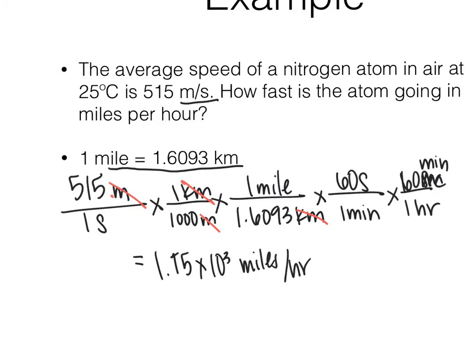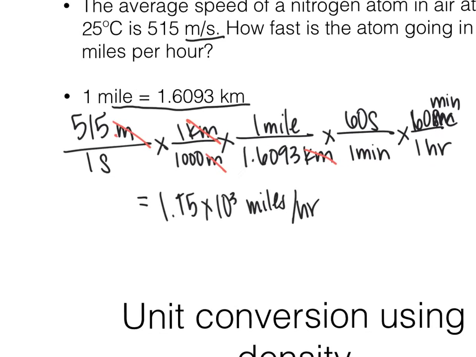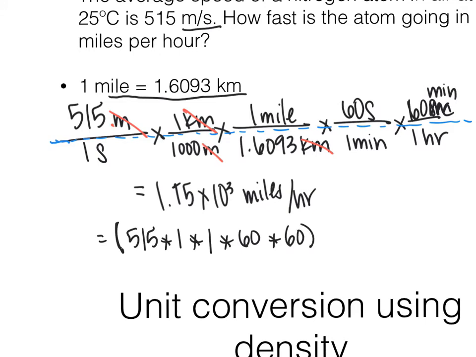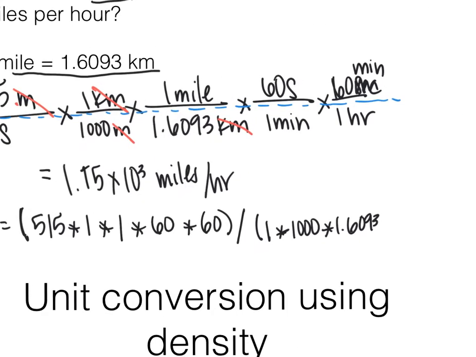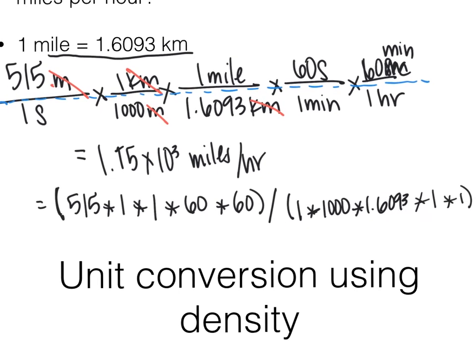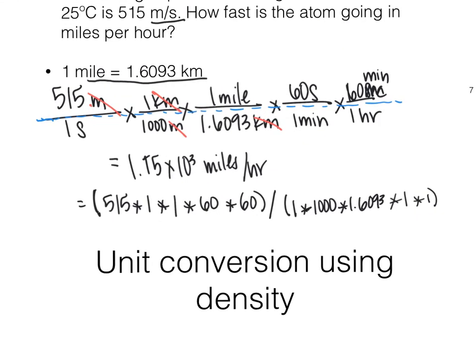Now, you may be like, so how do I enter this in my calculator? My suggestion would be to only do, if you can kind of see the blue line, what's above the blue line and then what's below the blue line. So you should put into your calculator, open parentheses, 515 multiplied by 1, multiplied by 1, multiplied by 60, multiplied by 60, divided by, open parentheses, 1, times 1,000, times 1.6093, times 1, times 1. You should get the exact same answer. Oops, sorry, got things a little off. So you can set it up that way.